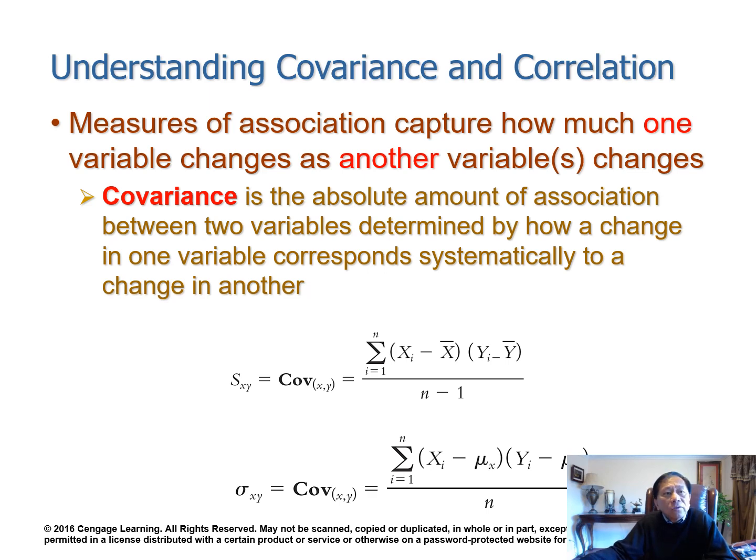That's for the sample, and for the population we use xi minus mu x and yi minus mu y, the same way. Keep in mind here, for the sample the degree of freedom is n minus 1. For the population the degree of freedom is n. That's covariance, or COV. This is the formula, population and sample.